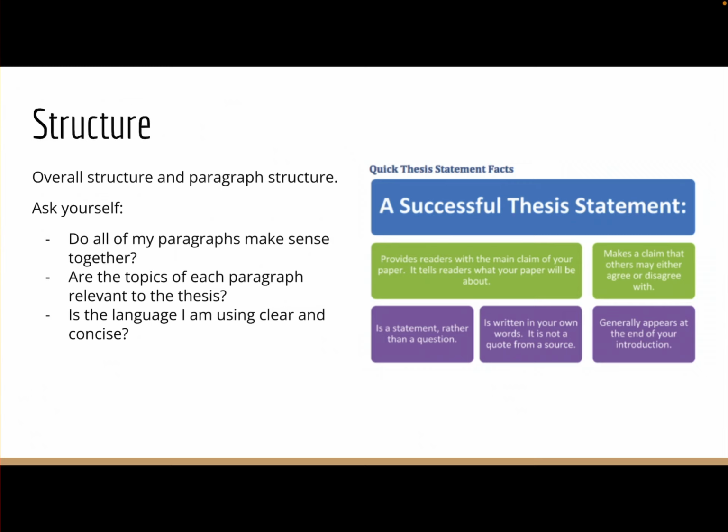So while you're looking at the structure, when you're looking at your paragraphs, do they all make sense together? Are the topics of each paragraph relevant to that thesis statement you've made? And is the language you're using clear and concise? When you're looking paragraph by paragraph, you might realize that you need to develop certain ideas further or cut out unnecessary or redundant ideas. It can be easy to include excess unneeded information or filler words and sentences, especially if you're unsure about what exactly it is you're trying to convey through your work. So you want all of your paragraphs to be clear and concise without taking away from your ideas in the thesis.